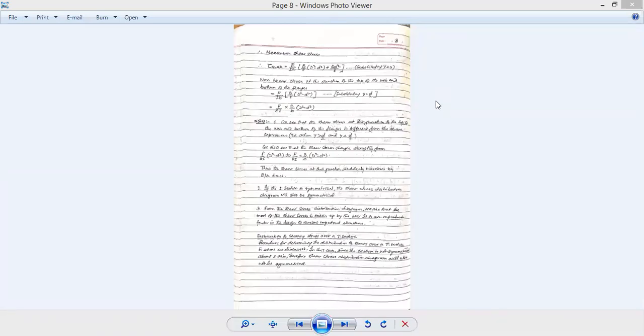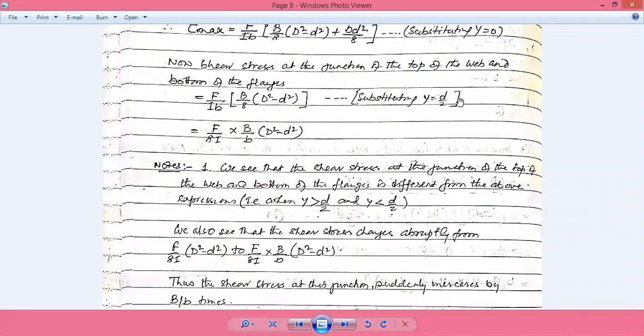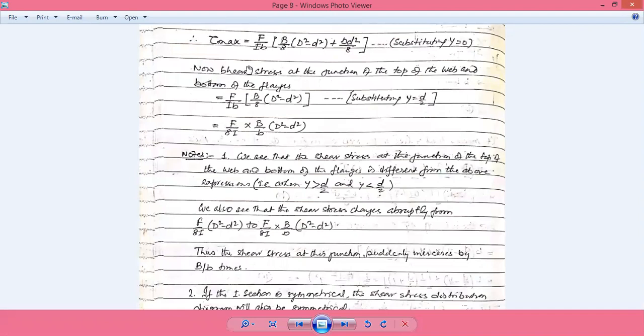So the maximum shear stress here, we have to put the value of y equal to zero, and tau max will take this particular shape. Now the shear stress at the junction of the top of the web and bottom of the flange is given by y equal to d by 2. If we substitute y by d by 2, it will take this particular form, V by 8I into (b d square minus b small d square).